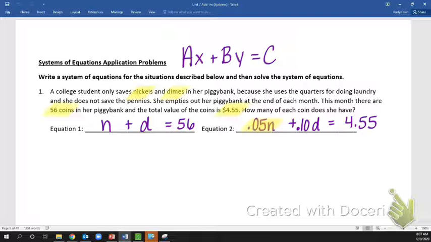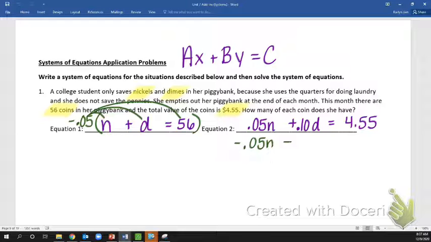Now the second one has a positive 0.05N, so I want to make the first one be a negative 0.05N to make them cancel. So I'm going to multiply everything in this first equation times negative 0.05 or 0.05, either one is fine. And in doing that, I'm going to get something that eliminates the Ns. So make sure you distribute it to every single variable, to N, to D, and to the total at the end.